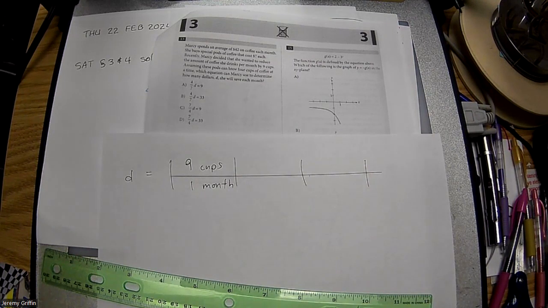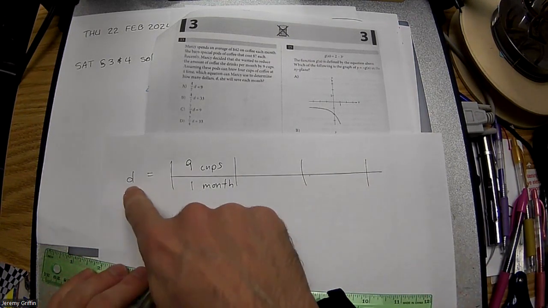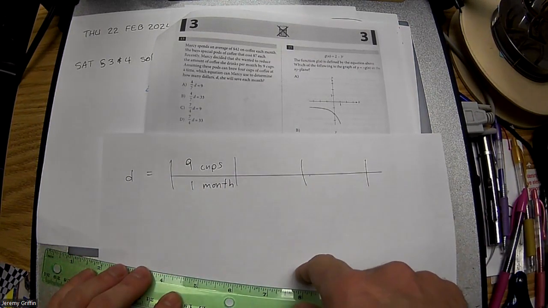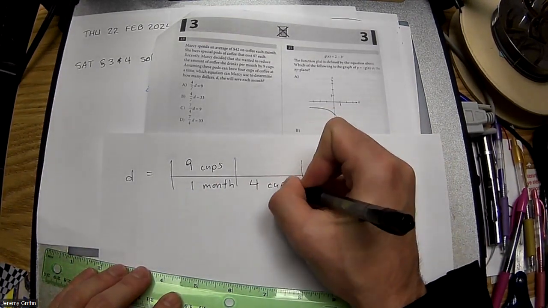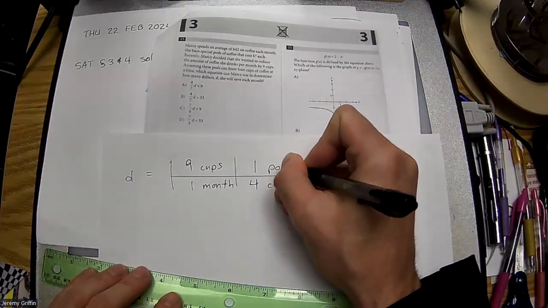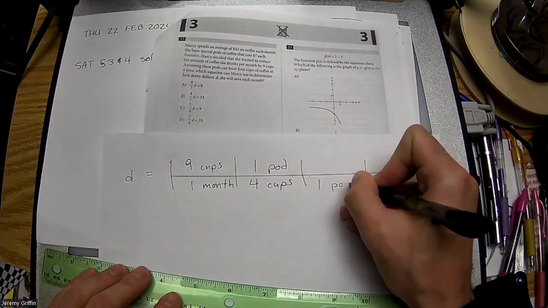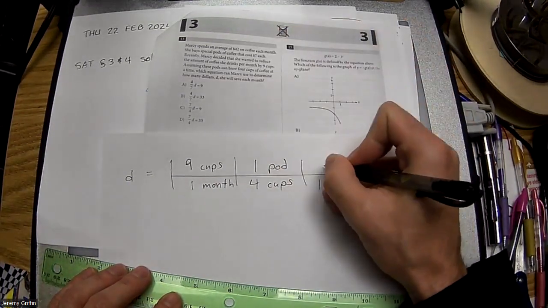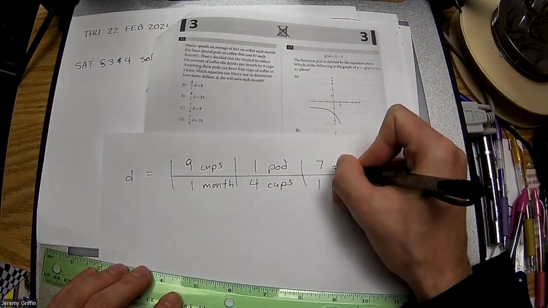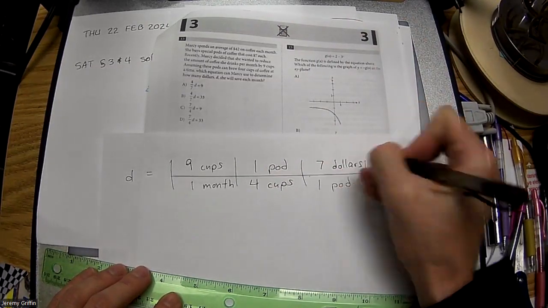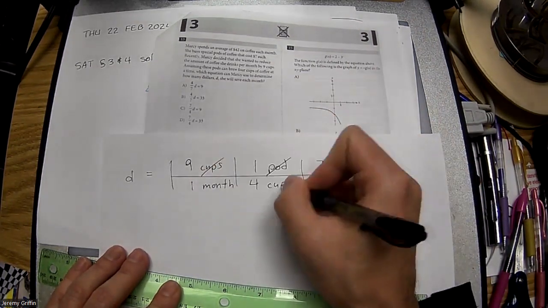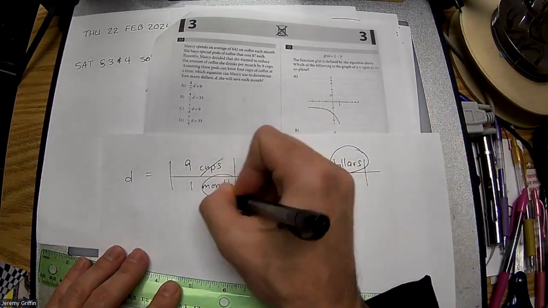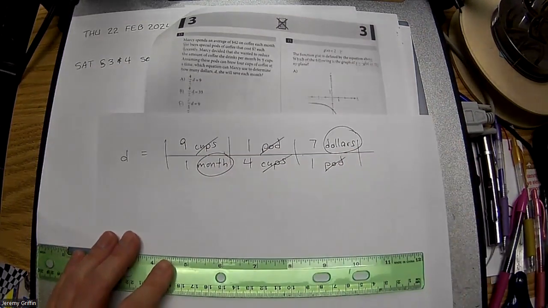Now we need to somehow translate that into dollars. And the number of dollars is the railroad tracks. Well, I know that there are 4 cups per every 1 pod. I know that each 1 pod costs $7. So $7 per pod, which gives dollars per month, which is exactly what we're looking for.